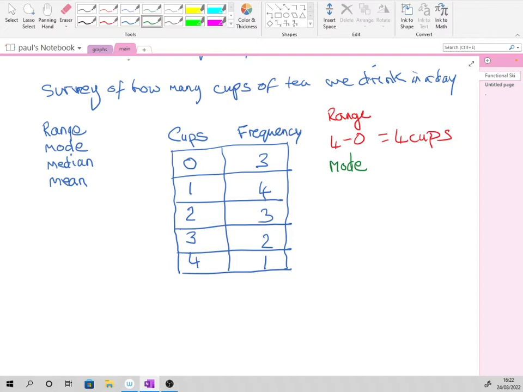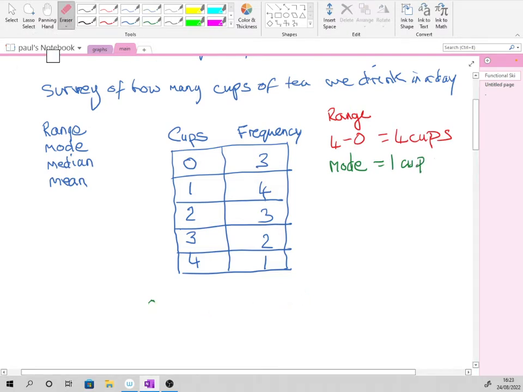Now if I put this data as we've seen before in a data set, we would have 3 lots of 0, 4 ones, then 3 2s, and 2 3s, and 1 4. And you can see the most common there, that makes it easier to see, is this one. So it's the highest number in the frequency that gives you the mode. So most people said they drank 1 cup of tea. 1 cup.